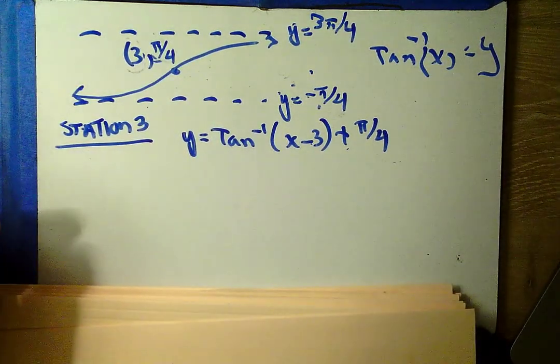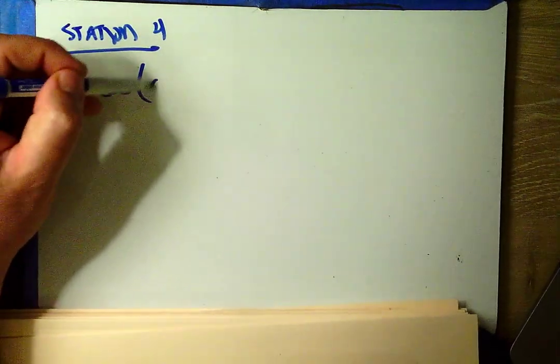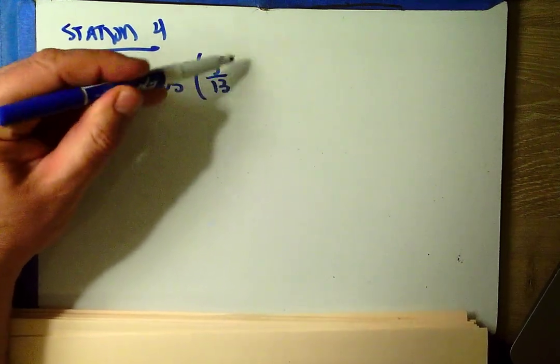All done. Station number 4 looks like a bunch of draw a triangle problems. Station number 4. Okay. So we've got the secant of cosine inverse of 5 over 13.